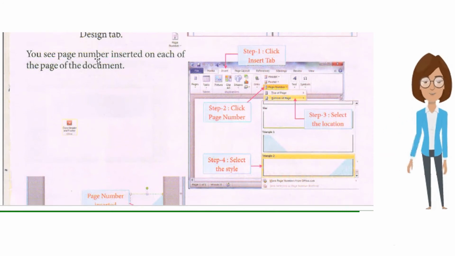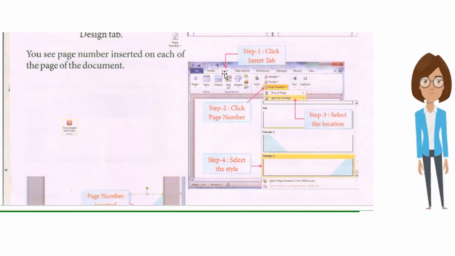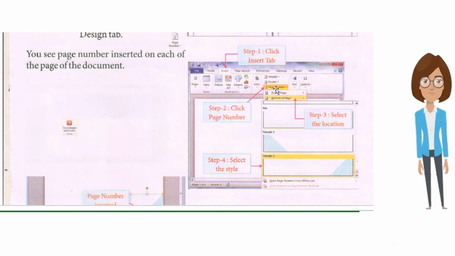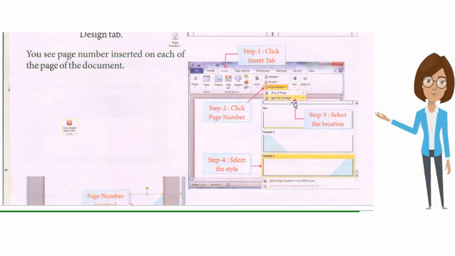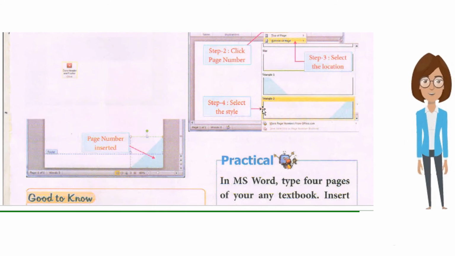You see page number inserted on each of the pages of the document. Step 1, click insert tab. Step 2, click page number. Step 3, select the location. Step 4, select the style. Page number inserted.